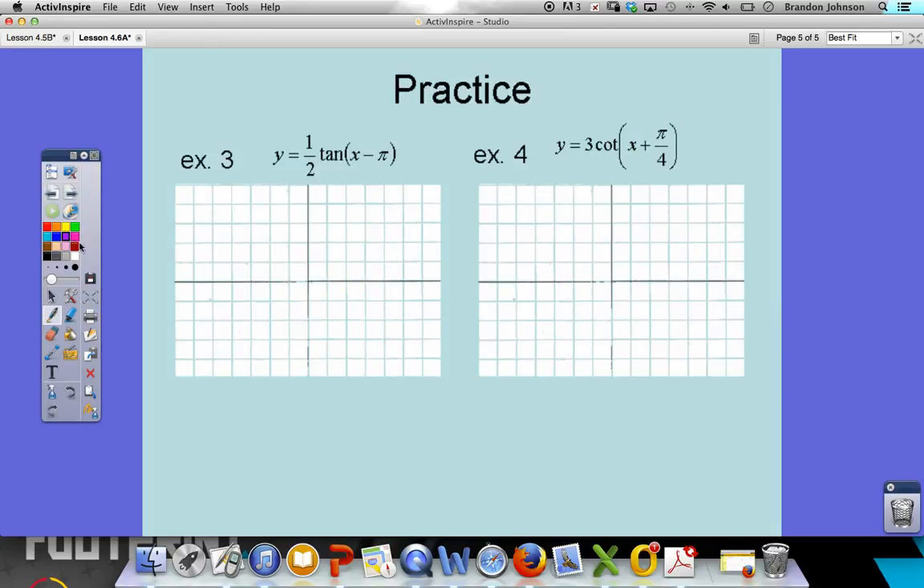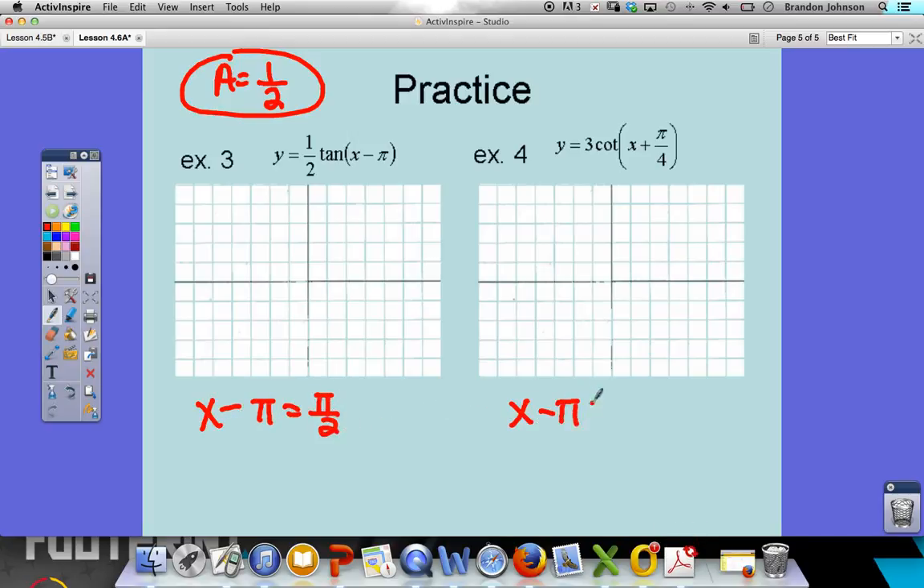So let's give a for instance here. Let's do one example, and then after that, I'll be done for you. Okay. So real quick, we know that our a is equal to 1/2 for our tangent, and so since 1/2 is our coefficient, we know that's our amplitude. We also know that in order to find our asymptotes, we take our x minus pi and set it equal to pi over 2, and we have x minus pi, and set it equal to negative pi over 2. So I add pi on both sides for both of these.